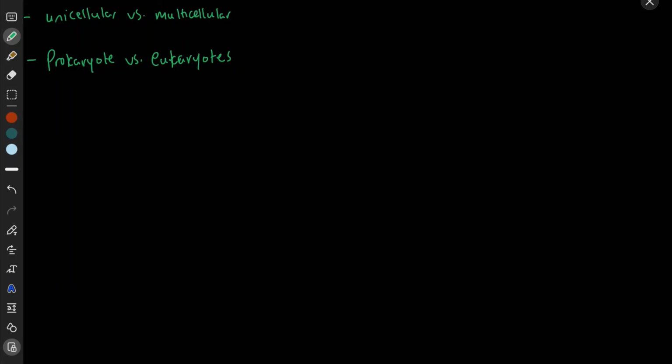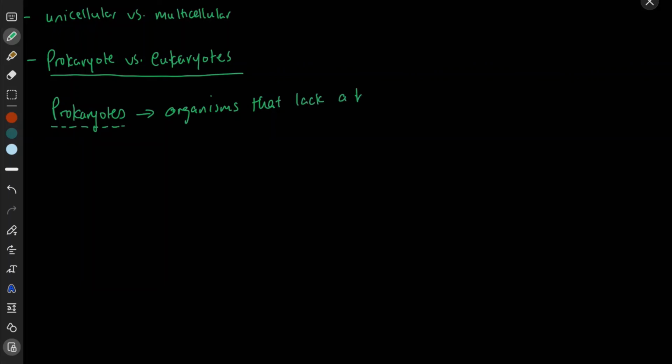So what do we mean by that, right? Let's talk about prokaryotes versus eukaryotes. Okay, so we'll start with prokaryotes. So what are prokaryotes? Well, prokaryotes are organisms that lack a membrane-bound nucleus and membrane-bound organelles. So prokaryotes don't have a membrane-bound nucleus and they don't have any membrane-bound organelles.